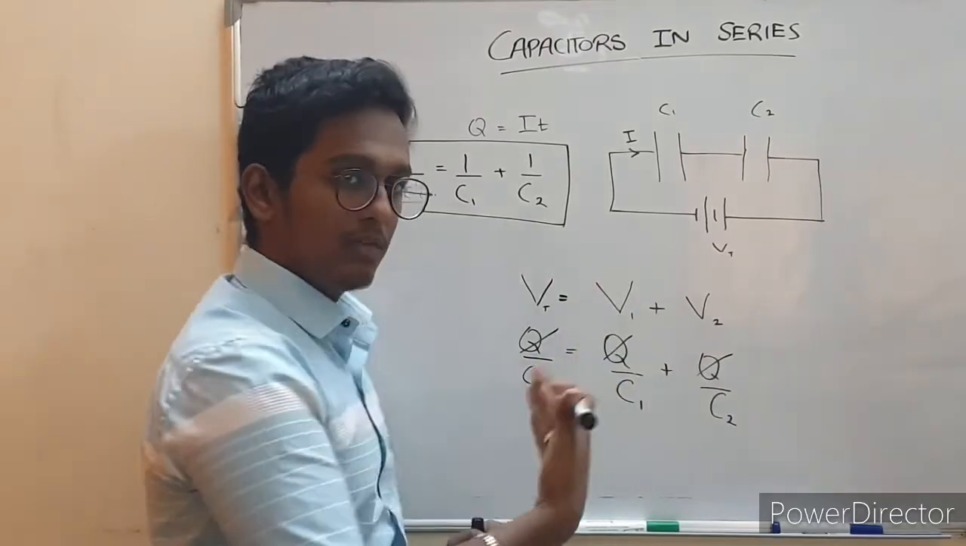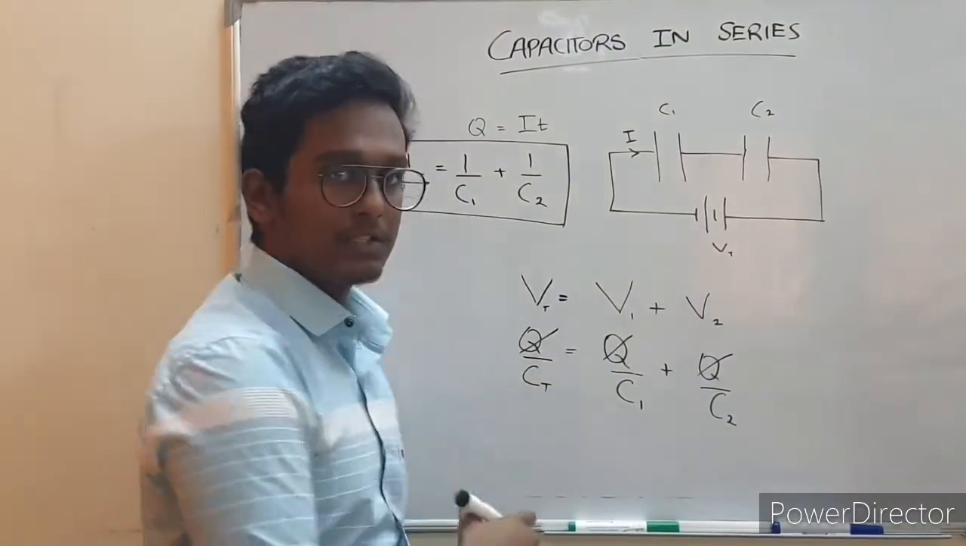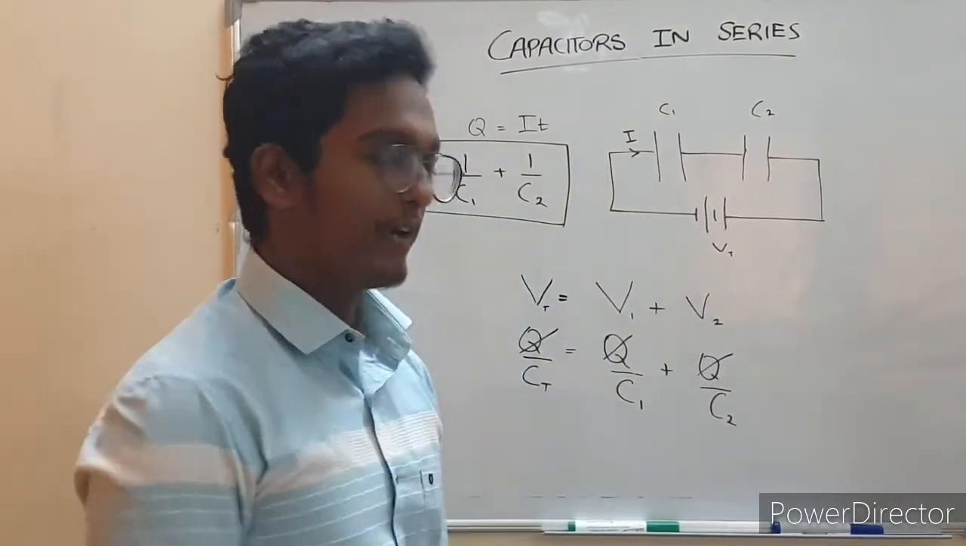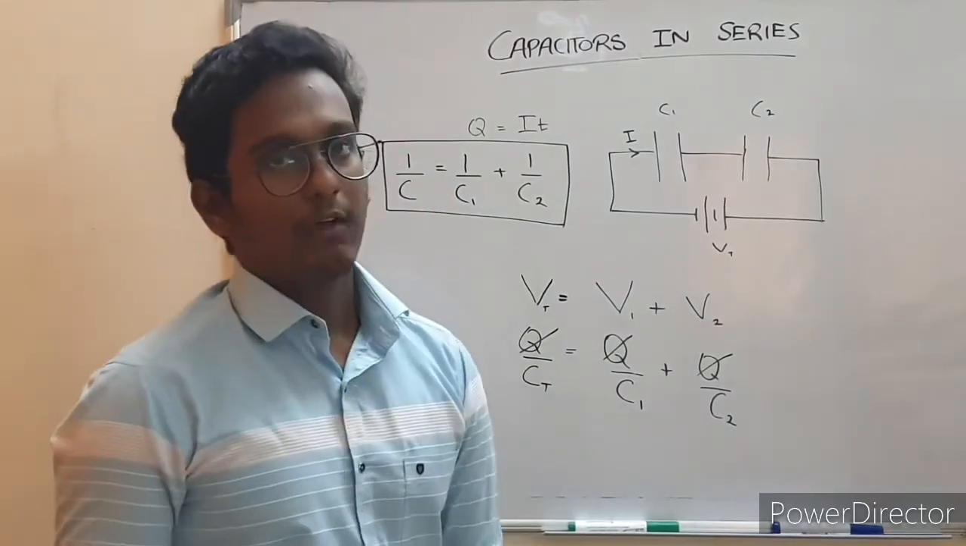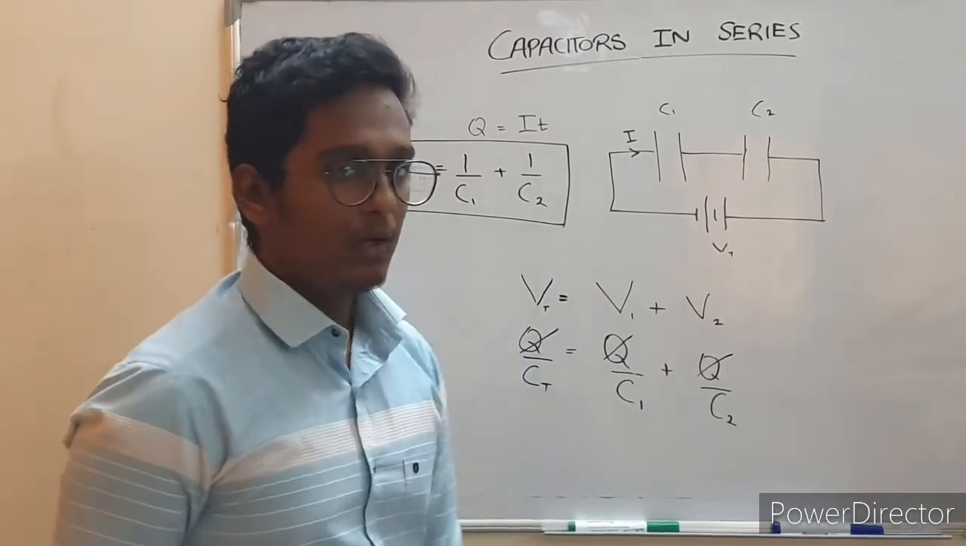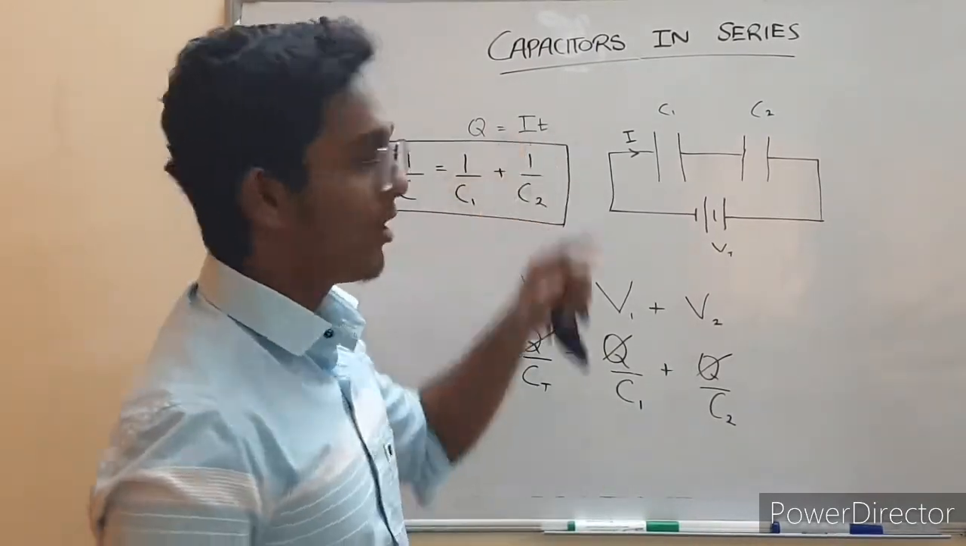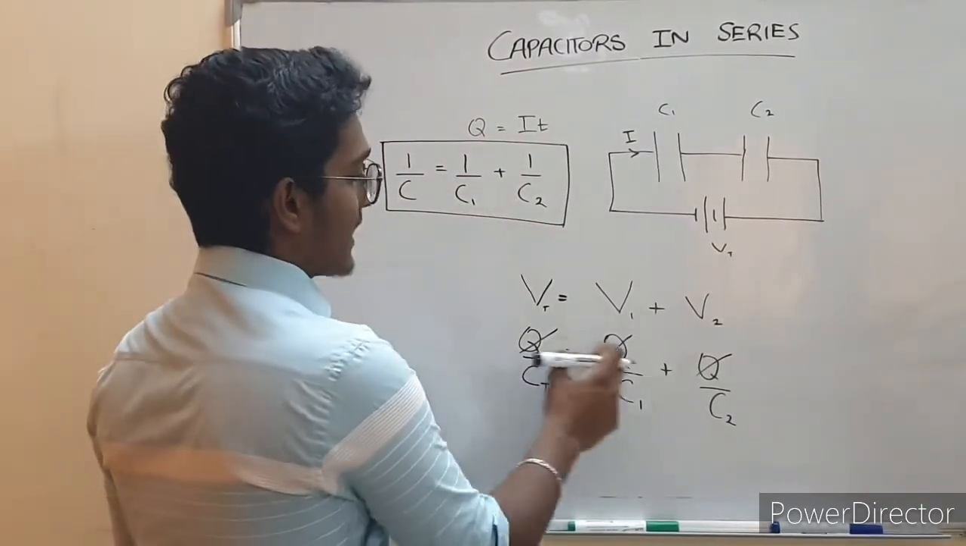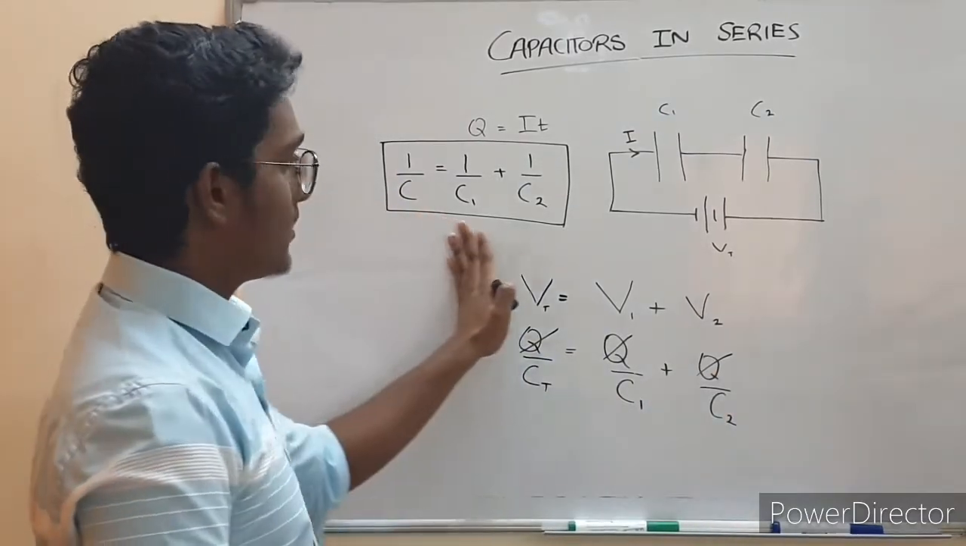Second step, convert the voltages in terms of capacitance using the formula C equals Q divided by V. And then we have to make sure that the charges are equal. The charges will be equal because charge is conserved. And then you can cancel off the common terms and we are left with this.